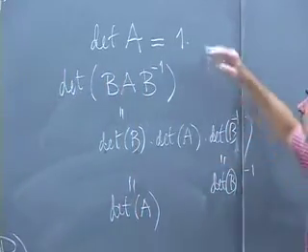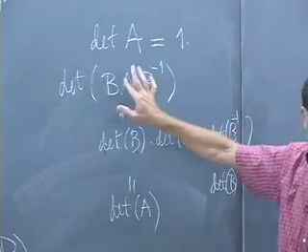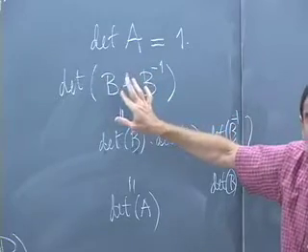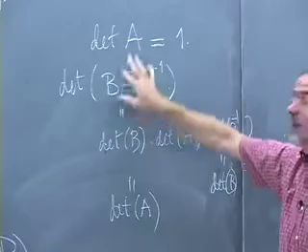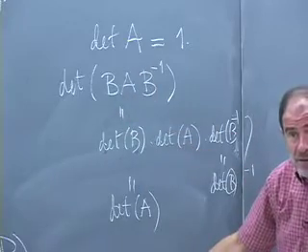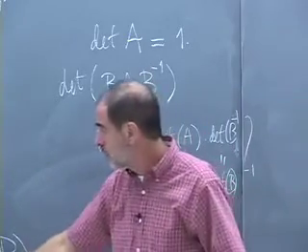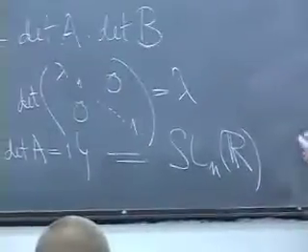Not only are the things of determinant 1 stable under conjugation, which would be true in any case, but the things of a fixed determinant are stable under conjugation. That shows that this subgroup is a normal subgroup. So I would denote it like this.